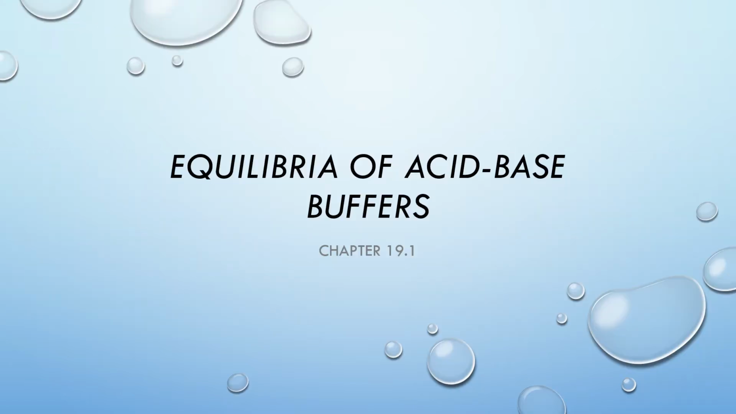In chapter 19.1, we're going to look at acid and base buffers, know what they are, and use the knowledge of equilibrium to understand how they work. And then we'll also talk about how to make a buffer.